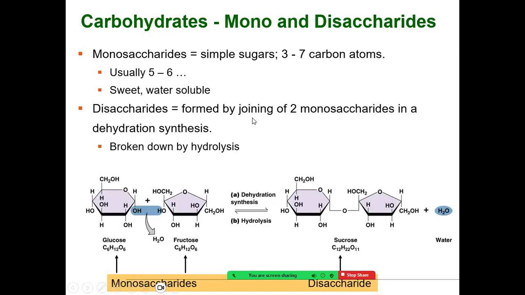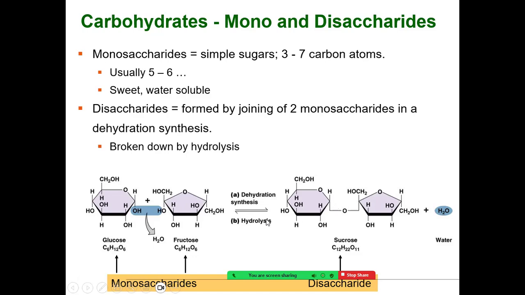Here we go. Disaccharides are formed by joining two monosaccharides together in dehydration synthesis. So you can take glucose, C6H12O6, and you should know that, by the way. Fructose is also C6H12O6, but fructose is in a different structure than glucose is shown here. And then you pull out the OH group from glucose, the H from fructose, and then link directly that oxygen to that carbon right here.